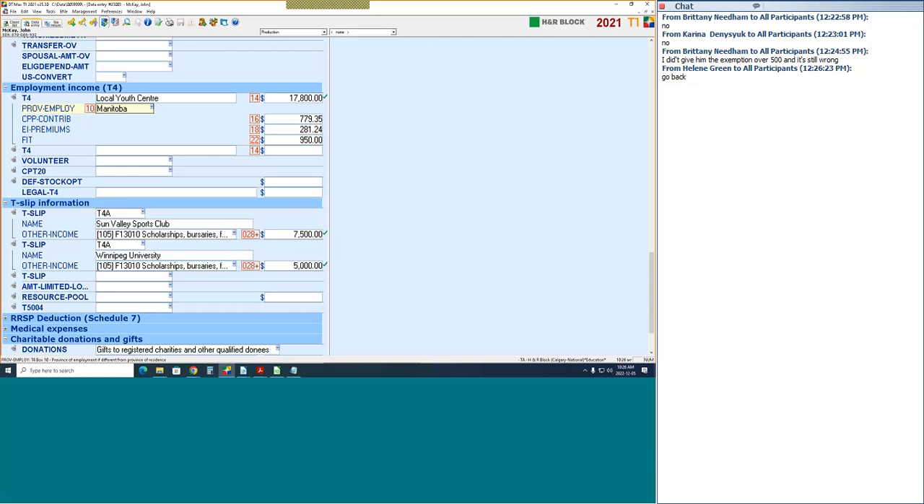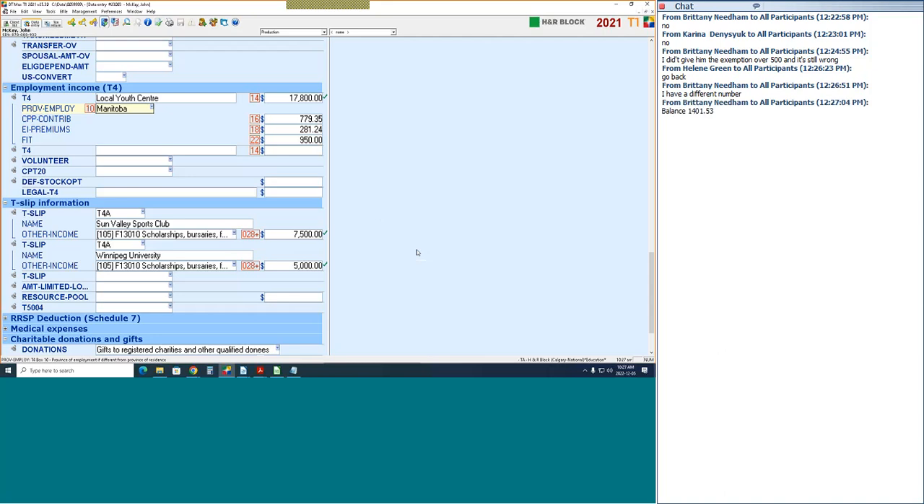So for his data entry, I have a T4, I have a T4A. I have chosen box 105 because it is a scholarship. I have a T4A from Winnipeg University. I have chosen box 105 because it is a scholarship. The total for that is $12,500. The computer will give him a $500 exemption automatically. And it should work. Okay.